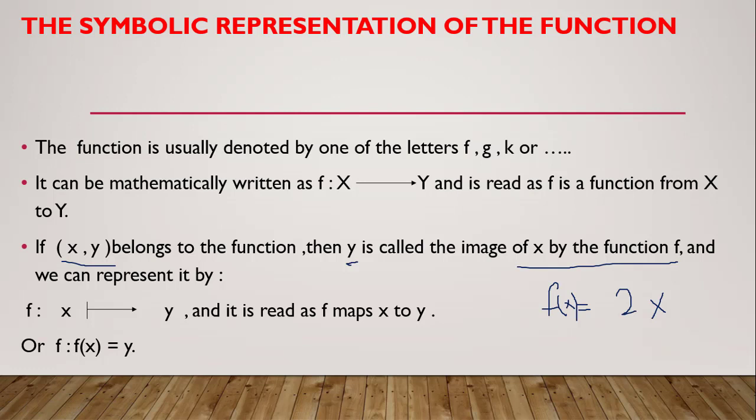Let's continue. Also, we can use this symbol, and it can be read as f maps x to y. It means the function f maps x to y. It means y is the image of x, or x related to y. Okay, or like here, f of x equals y, the same. They are all the same meaning, but you can use any symbol you want.